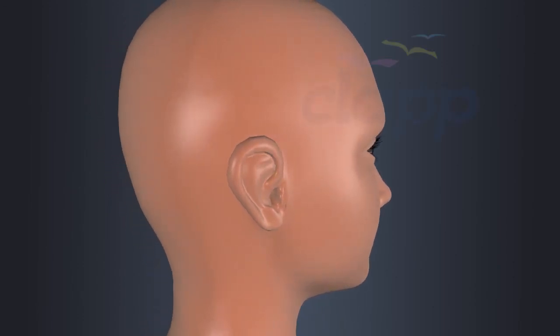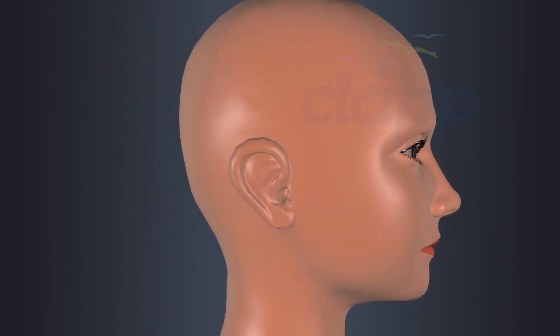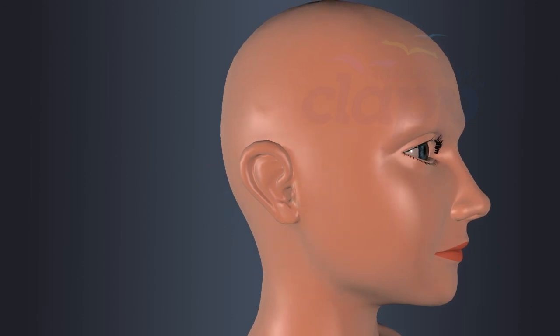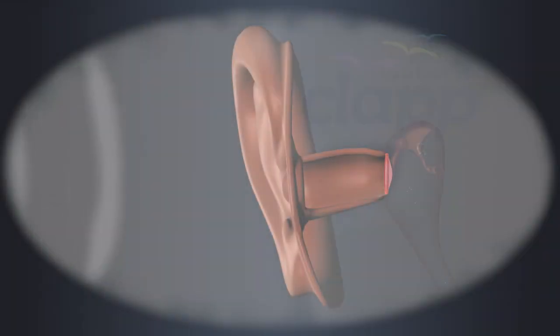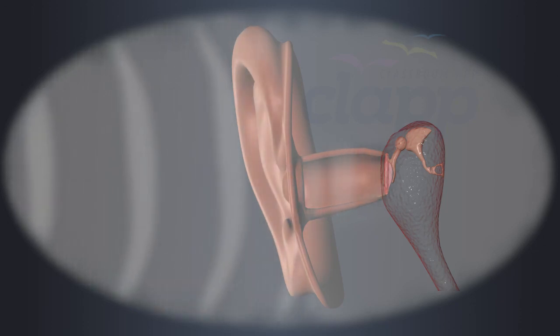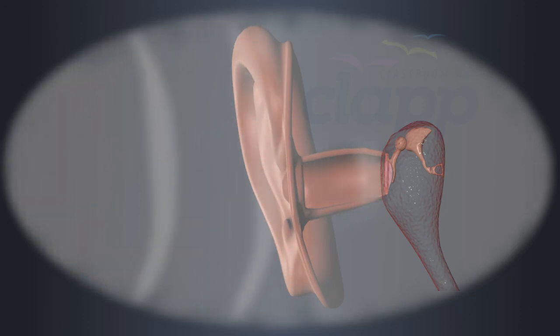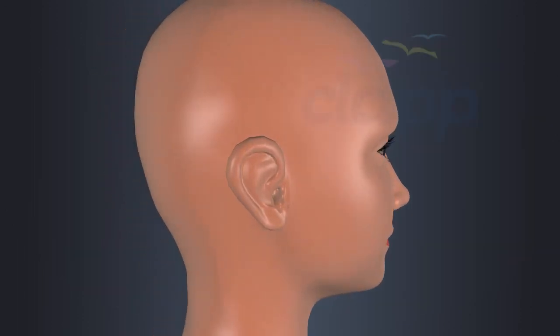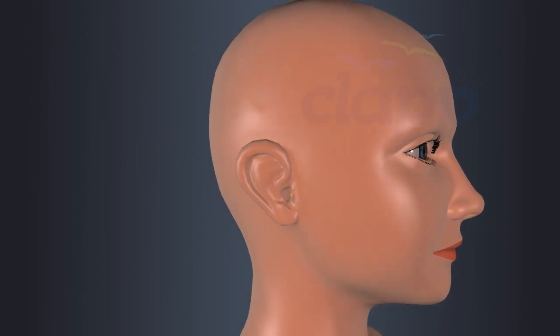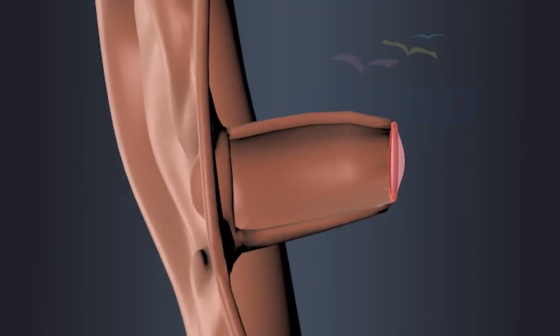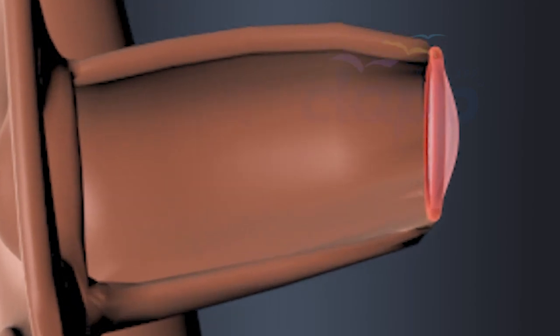Structure of outer ear. The outer ear is the visible, external part of the ear that collects sound waves from the environment and directs them towards the middle ear for further processing. It plays a crucial role in the initial stages of hearing by capturing and funneling sound waves towards the middle ear. Outer ear consists of three structures: pinna or auricle, auditory canal, also known as ear canal, and tympanum or eardrum.